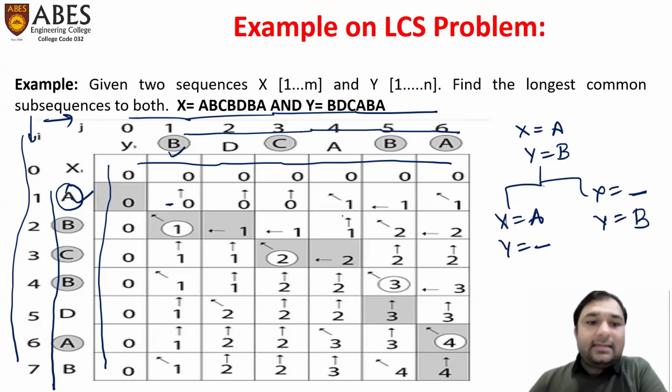Now what are these conditions? While solving this value, this will be taking a reference of this and this. This is what? X is A, Y is nothing. This is what? X is nothing and Y is B. So while solving this value, if the characters are not matching, we are taking the upper value and side value, and we are taking the maximum of this. Once taking a maximum of this, if both the values are same, we will mark the arrow as upward as mentioned in the algorithm.